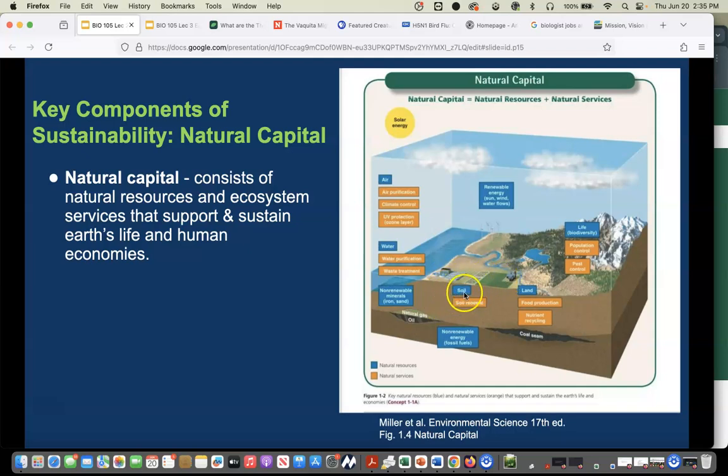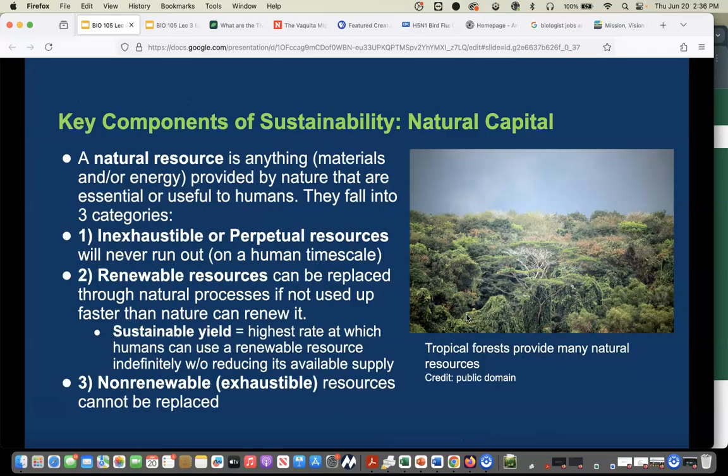So again, soil is another example of a natural resource, and the ecosystem service that it provides is soil renewal. If we maintain that soil as healthy soil, then the bacteria and things like that in the soil will break down organic material and bring back nutrients to the soil. So again, these are ecosystem services that are provided by natural resources that help sustain Earth's life and human economies.